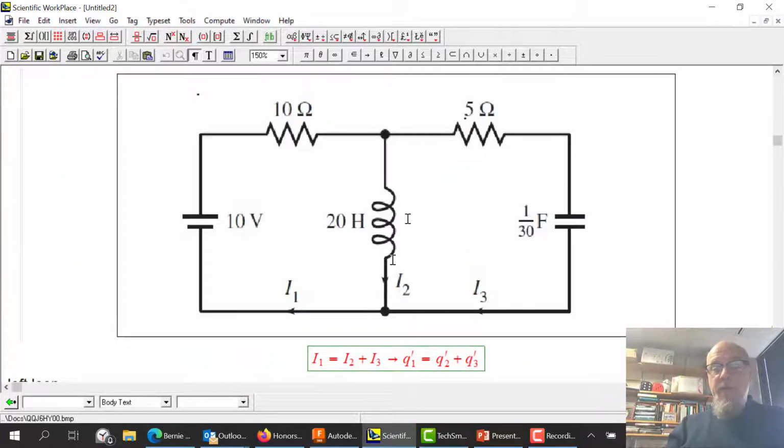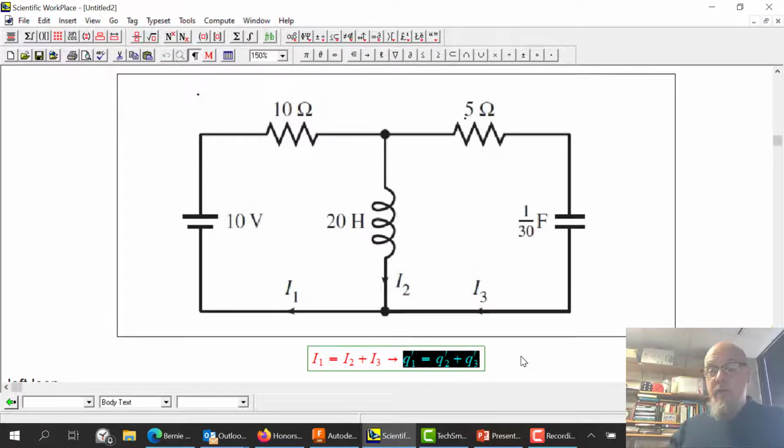Okay, first thing is we've got the current goes through the battery and then it splits. I2 goes through this inductor, and then I3 circles around and goes through this 5 ohm resistor and this capacitor, and then they join. So I1 equals I2 plus I3, that's Kirchhoff's current law. And since I is Q prime, we got Q1 prime equals Q2 prime plus Q3 prime. So this is our first equation with the Q's.